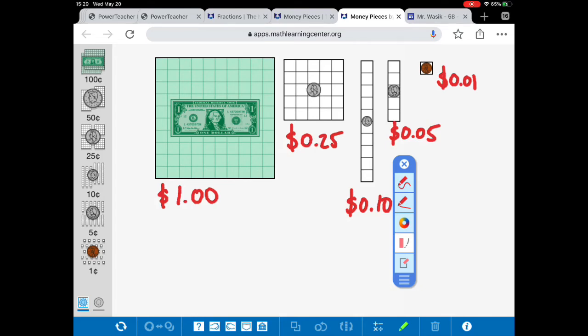I want to first bring your attention to mathlearningcenter.org, where you could find various math apps. We've used this for fractions before. They also have a Money Pieces app, which is great if you'd like to move around the virtual pieces of money and see how they compare to a 100 chart.